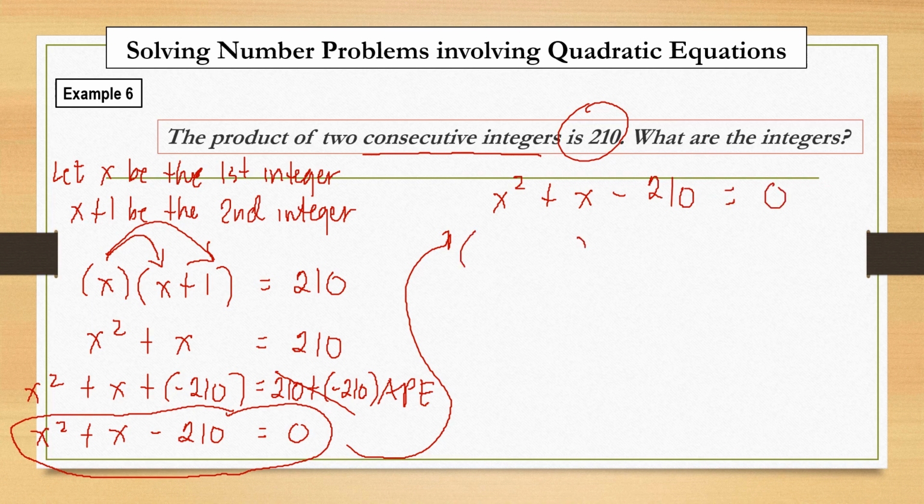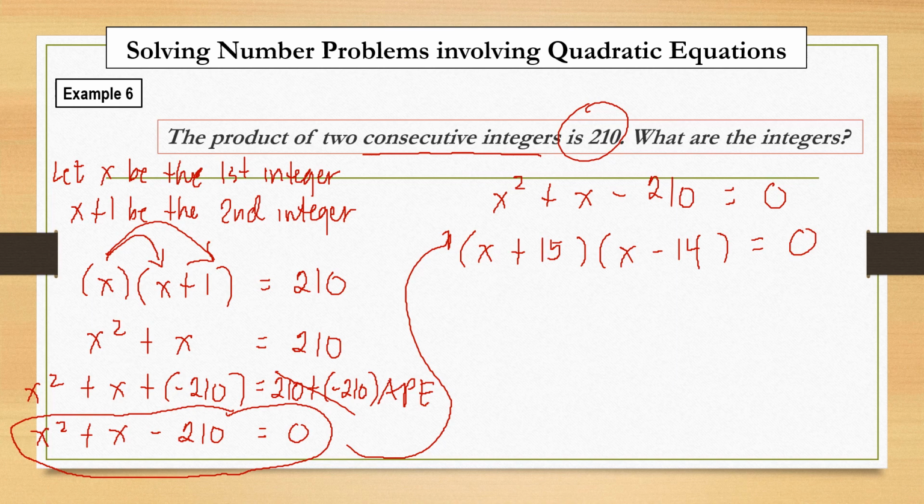Let's say we choose factoring to solve the given equation. So, what are the factors of negative 210 that will give us positive 1 when added or subtracted? That would be positive 15 and negative 14, because positive 15 times negative 14 is equal to negative 210, and positive 15 plus negative 14 is positive 1.